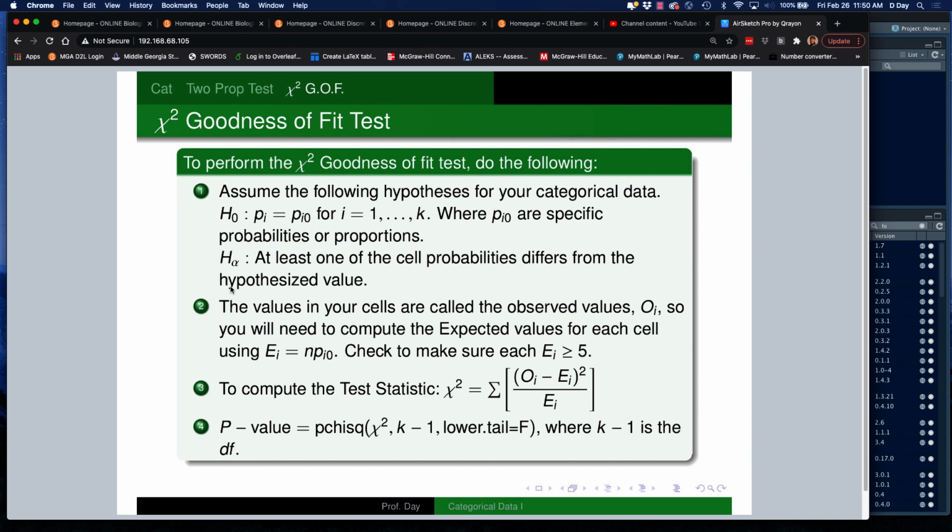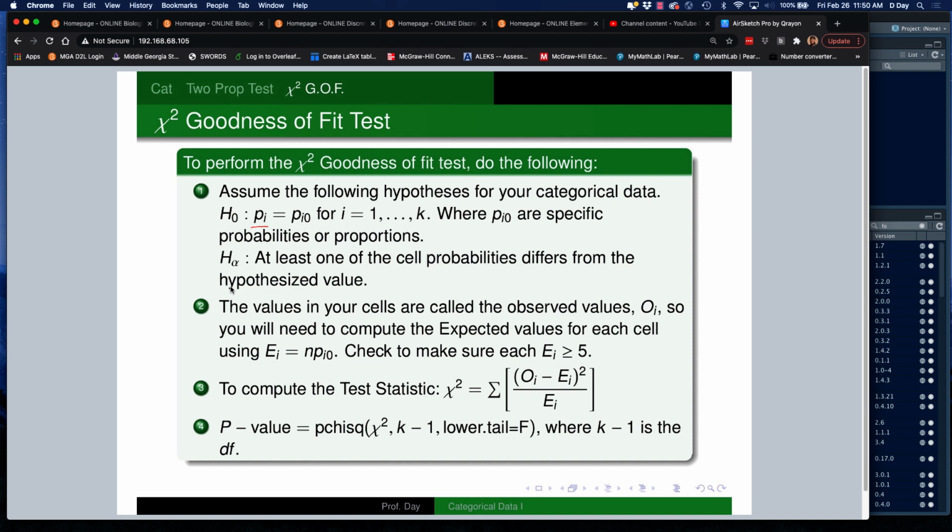When we perform a chi-square goodness of fit test, we do the following. We assume the following hypotheses for your categorical data. The null hypothesis is going to be just a restatement of the theoretical probabilities that are either given to us or something that we can find using a distribution. We'll call them P sub i. It could be P1, P2, P3, or if they've got specific names for the groups, we could call them P sub whatever symbol we want. Then they equal the proportions for those things, and those are usually given.